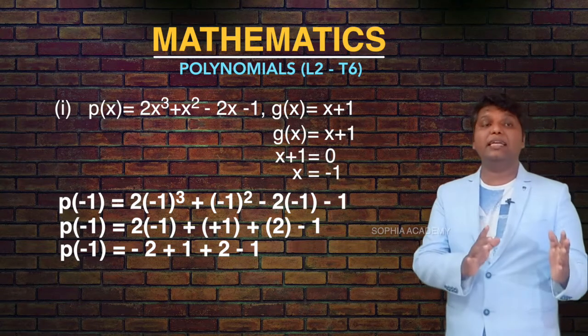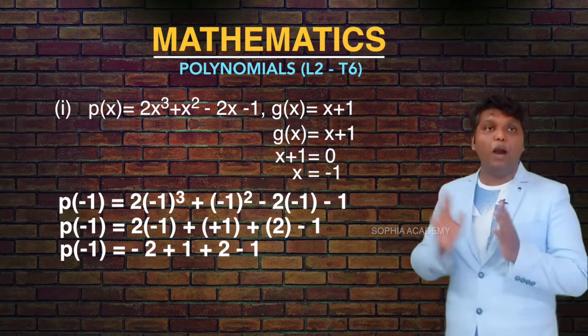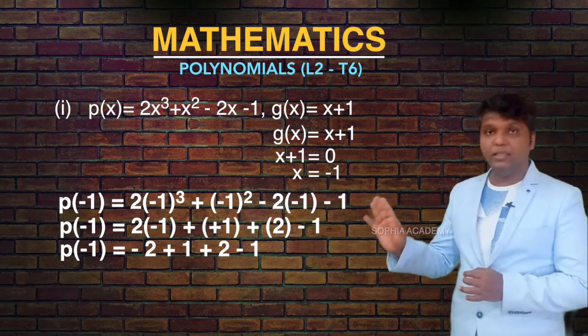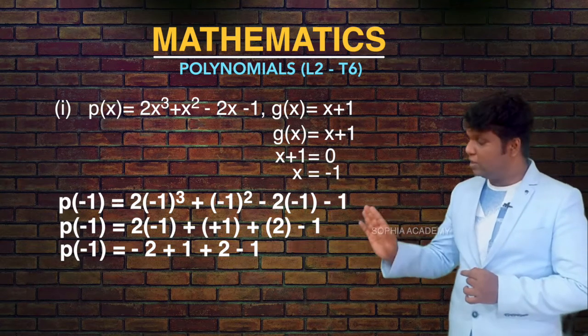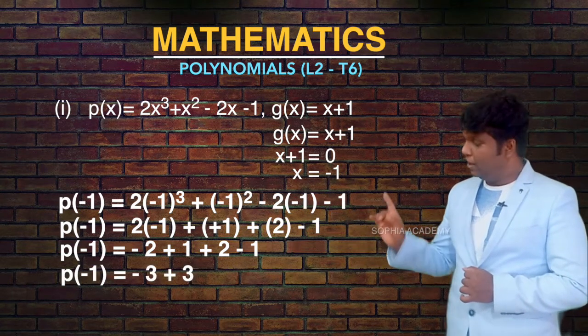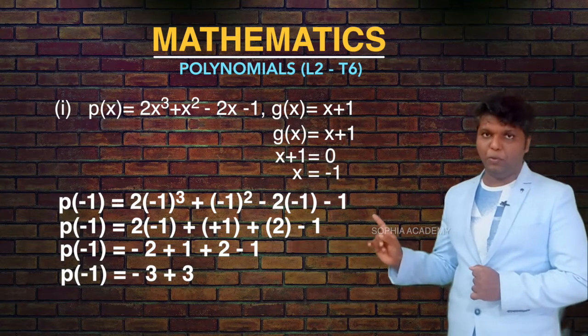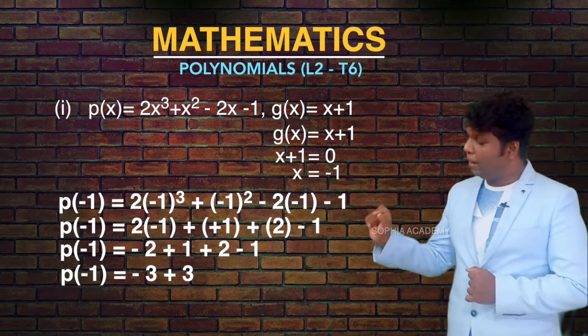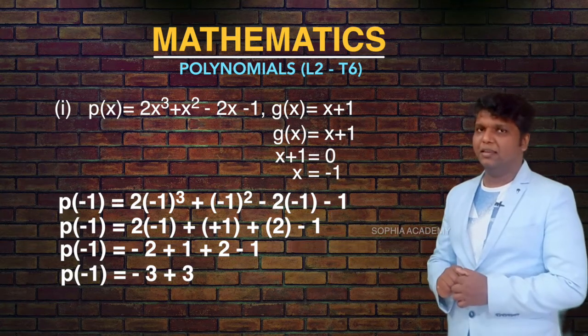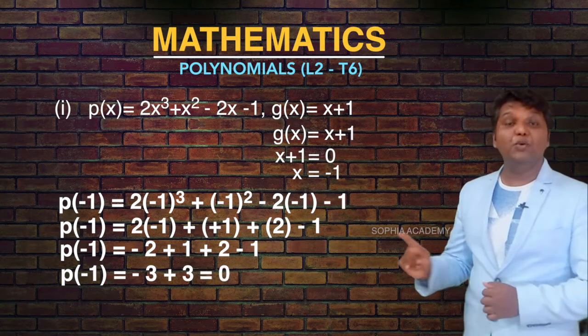Let us add the negative numbers together, and let us add the positive. What are the negative numbers here? Minus 2 is there, minus 1 is there. So minus 2 minus 1 is minus 3. Then here 1 and 2 are positive. So 1 plus 2 is 3. So minus 3 plus 3. What is minus 3 plus 3? It is 0. That means you got the remainder as 0.